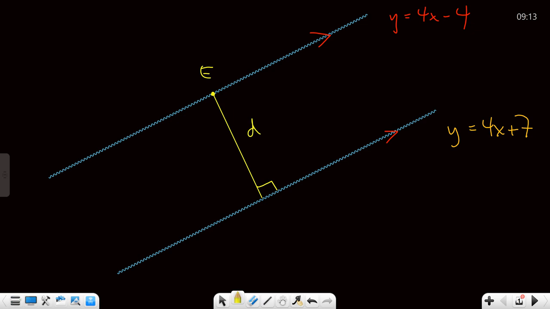Evan at the y-intercept. Say again? Would you like to put Evan at the y-intercept? Yeah. Evan, do you want to be at the y-intercept? Okay, so where would he be then? At 0, negative 4.